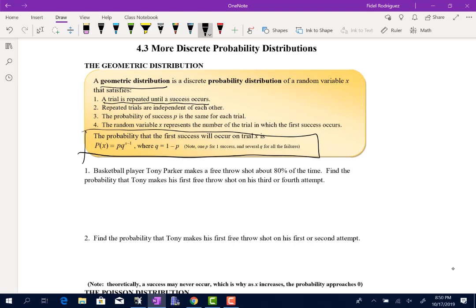All right, so let's take a look at the first problem, and it says, basketball player Tony Parker makes a free throw shot about 80% of the time. Find the probability that Tony makes his first free throw shot on his third or fourth attempt.